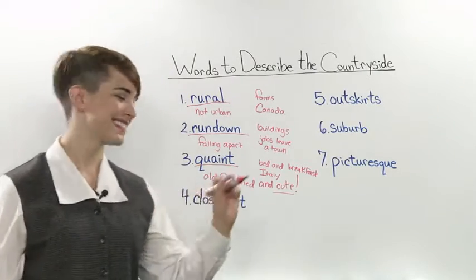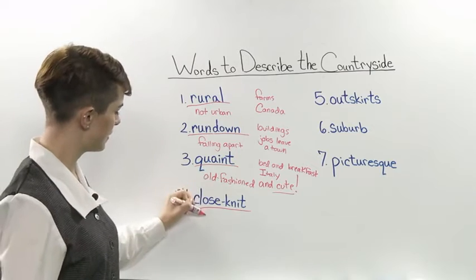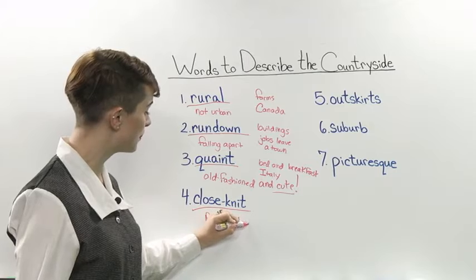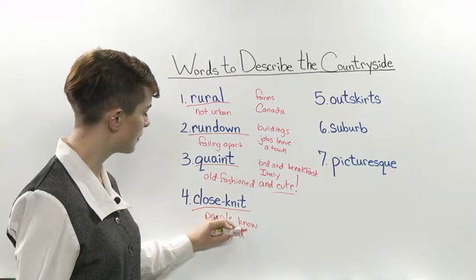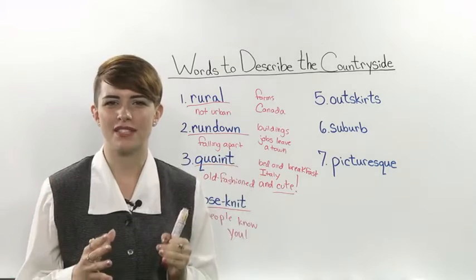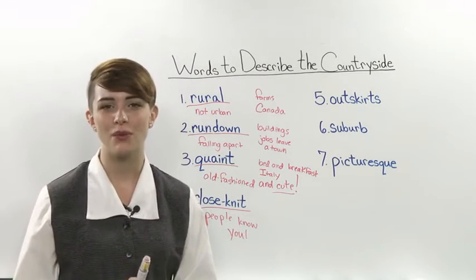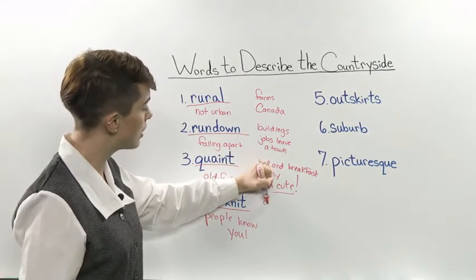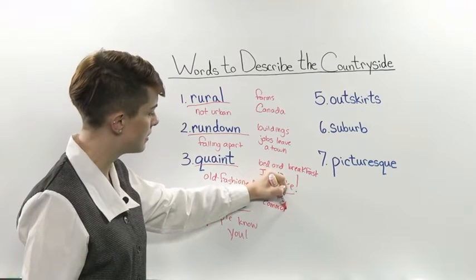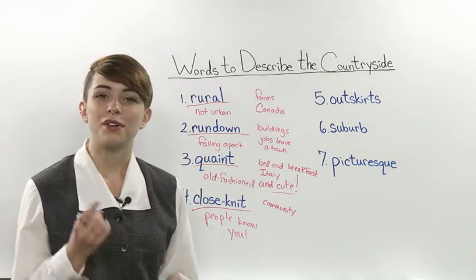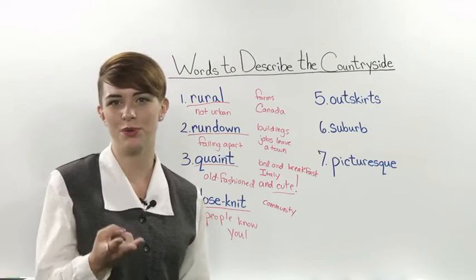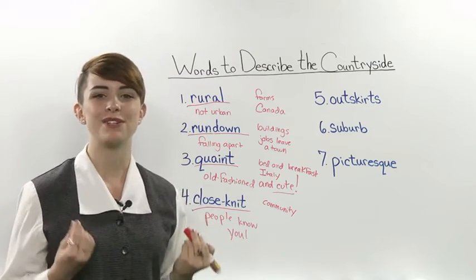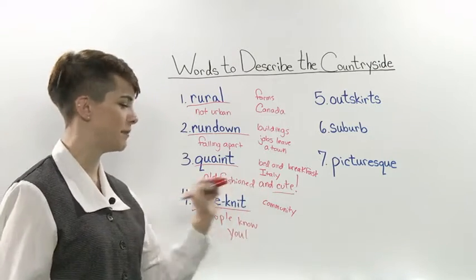Cool. Next on our list, we have the word close-knit. Close-knit talks about how people know you. When you live in a smaller town, usually everyone gets to know each other better than they would if they lived in a city. I might describe a community as being close-knit. People know your name, sometimes they know where you work or who is in your family, and they're willing to help you out if you're having a little trouble. I would describe that as being a close-knit community.